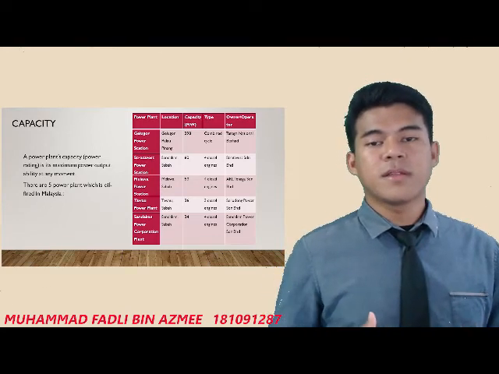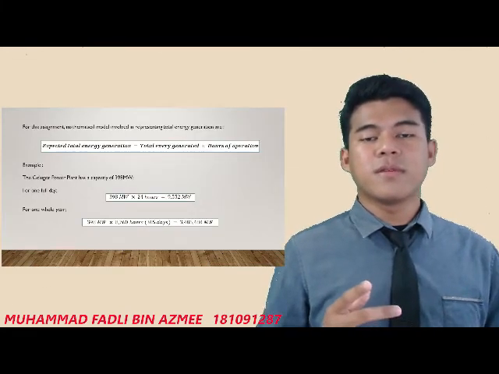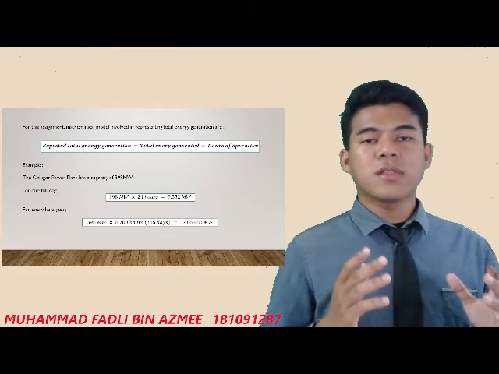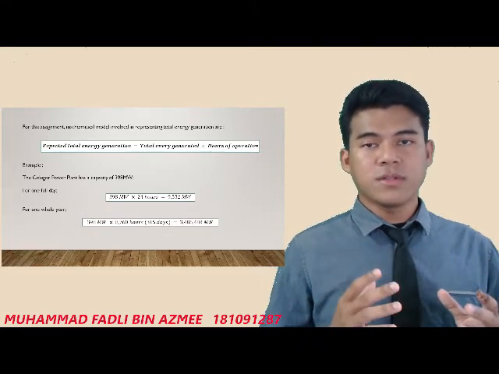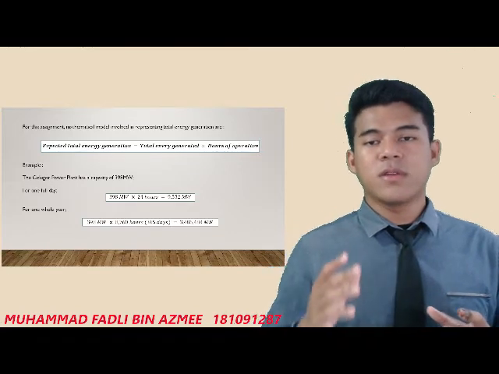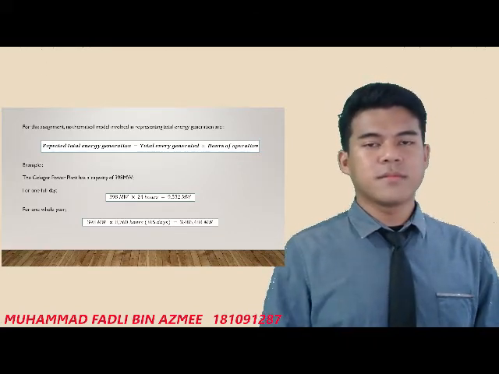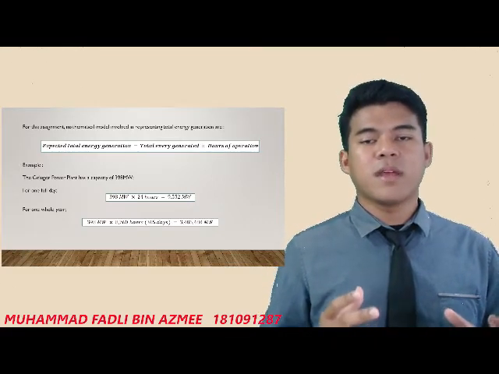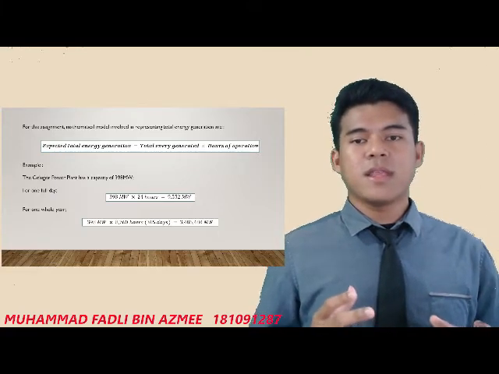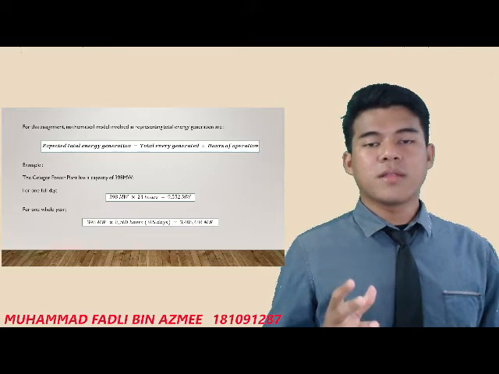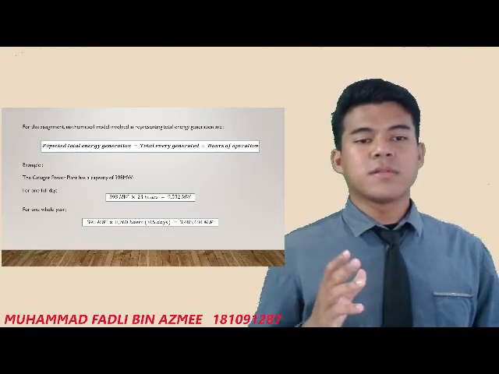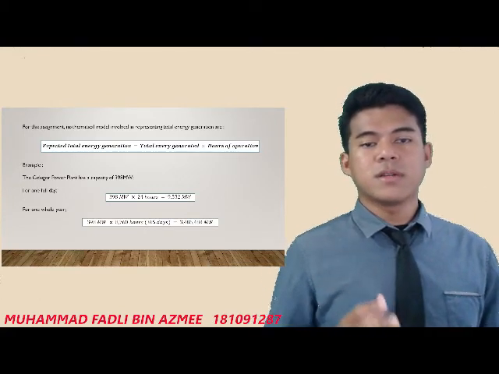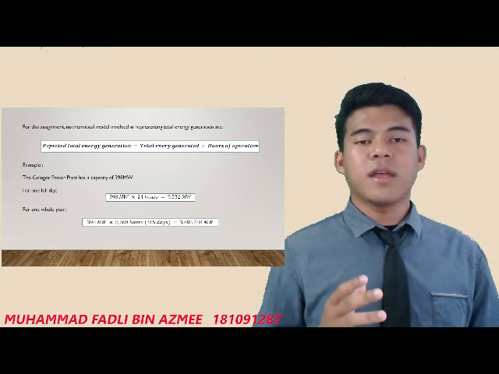So for this assignment, the mathematical model involved in representing total energy generation is: expected total energy generation equals the total power generated times the total hours of operation. Here I give you an example. The Glugor power plant has a capacity of 398 megawatts. If the power plant runs for one full day, 398 megawatts times 24 hours, the energy generated is 9,552 megawatt-hours.